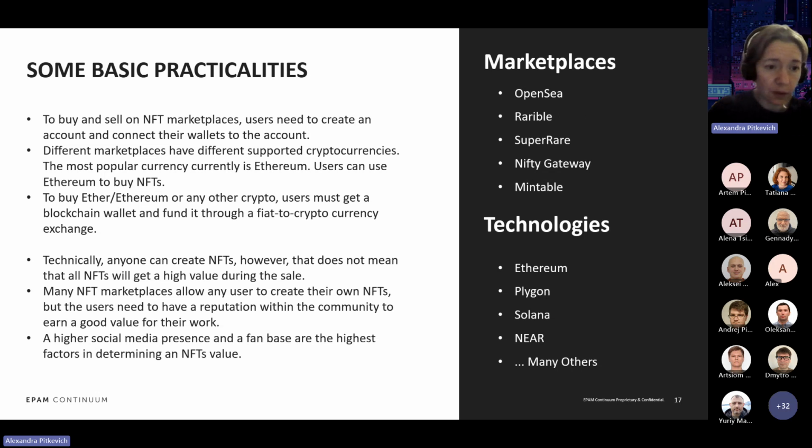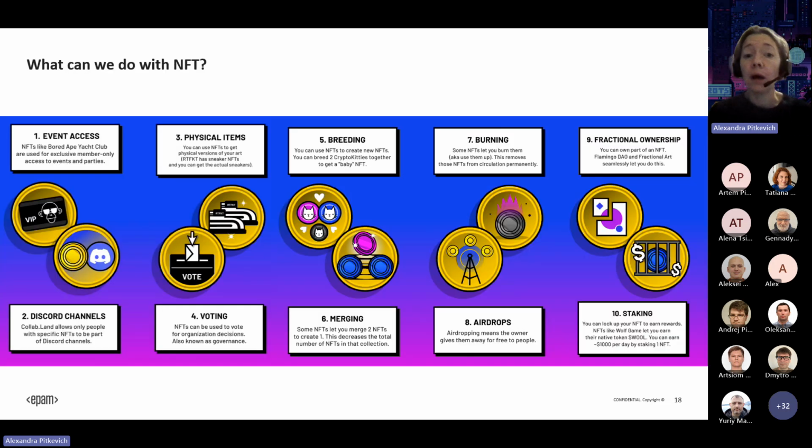So, moving a little bit further. With unique tokens as NFTs, a lot of things can be done. Because you have a digital token, and for the IT people, I think your imagination has already started to work, certainly event access channels, like Discord in particular, already work with NFTs.